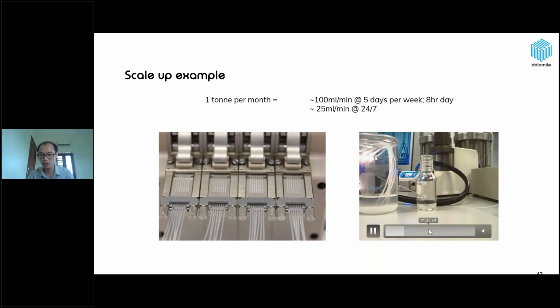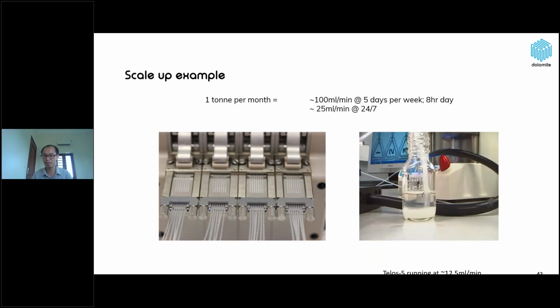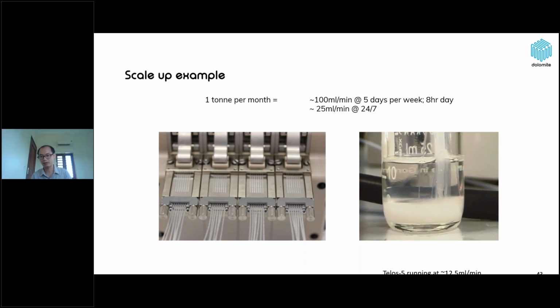And from here you can see more clearly how fast a production rate can be achieved using just 5 microfluidic chips working together in one system. With the 5 microfluidic chips working together, it can run at 12.5 mL per minute. It means if it's working all the time, per week or per month, it can generate around 500 kilograms per month, or half a ton per month production rate.